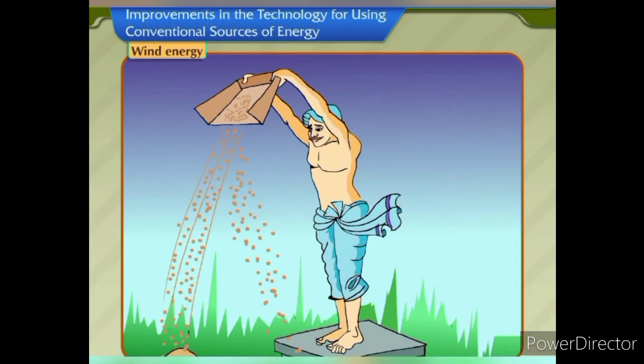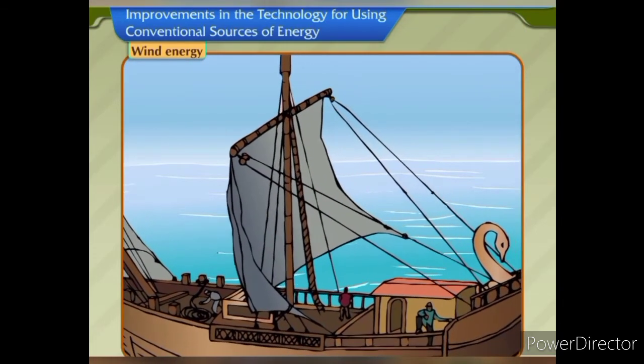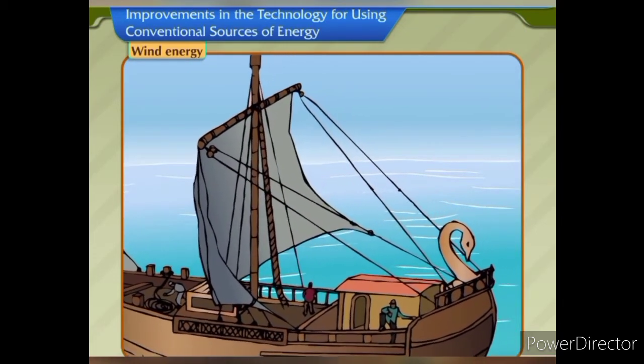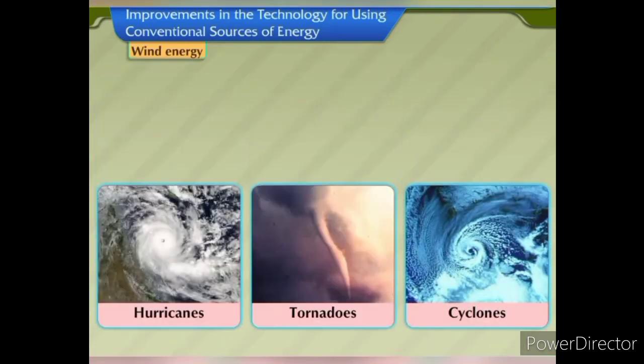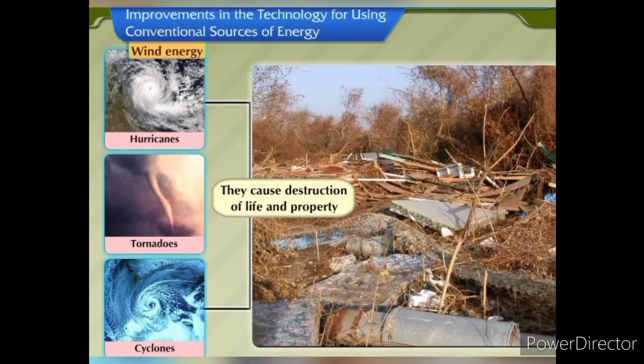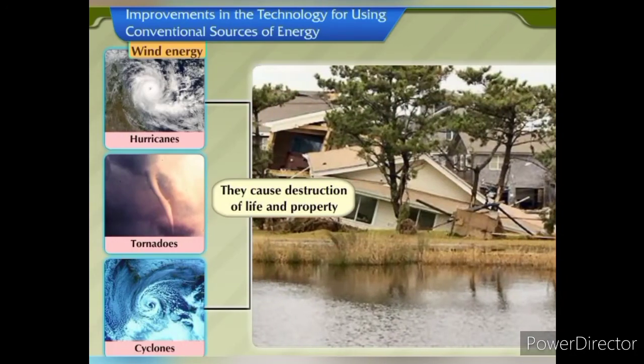Farmers use wind energy for winnowing, that is, to remove husk from the grain. Sailors use wind energy to sail boats. Wind energy also causes damages. When it comes in the form of hurricanes, tornadoes, and cyclones, it causes destruction of life and property.